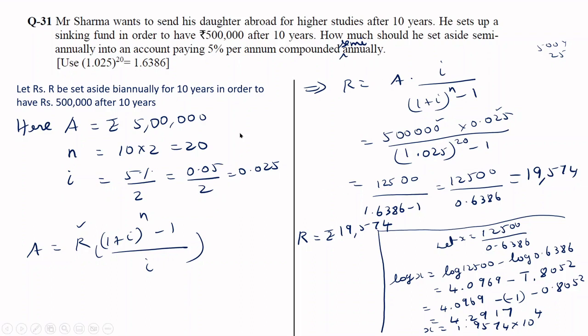Here, writing what is given carries half mark. Then writing the formula, substituting the values and getting the final answer, all these carries 2.5 marks. A total of 3 marks for this question.